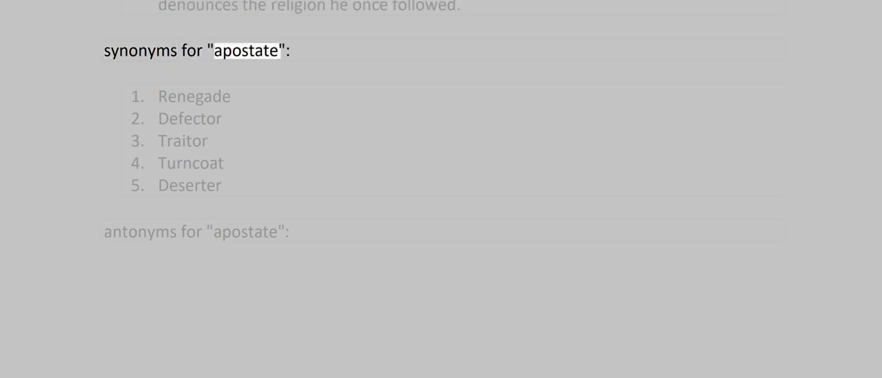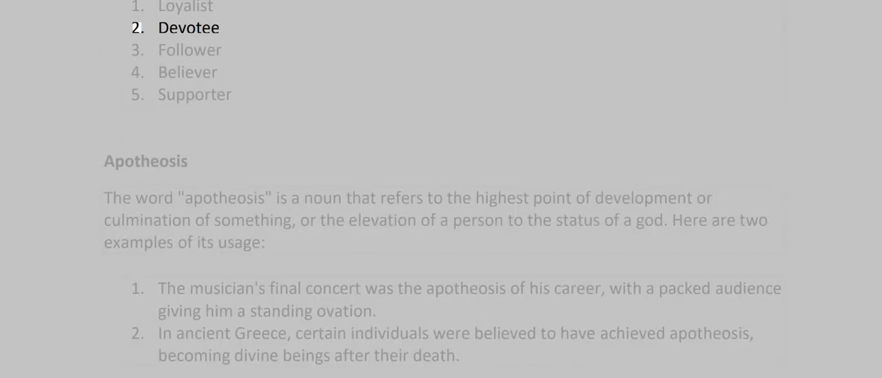Synonyms for apostate: 1. Renegade. 2. Defector. 3. Traitor. 4. Turncoat. 5. Deserter. Antonyms for apostate: 1. Loyalist. 2. Devotee. 3. Follower. 4. Believer. 5. Supporter.